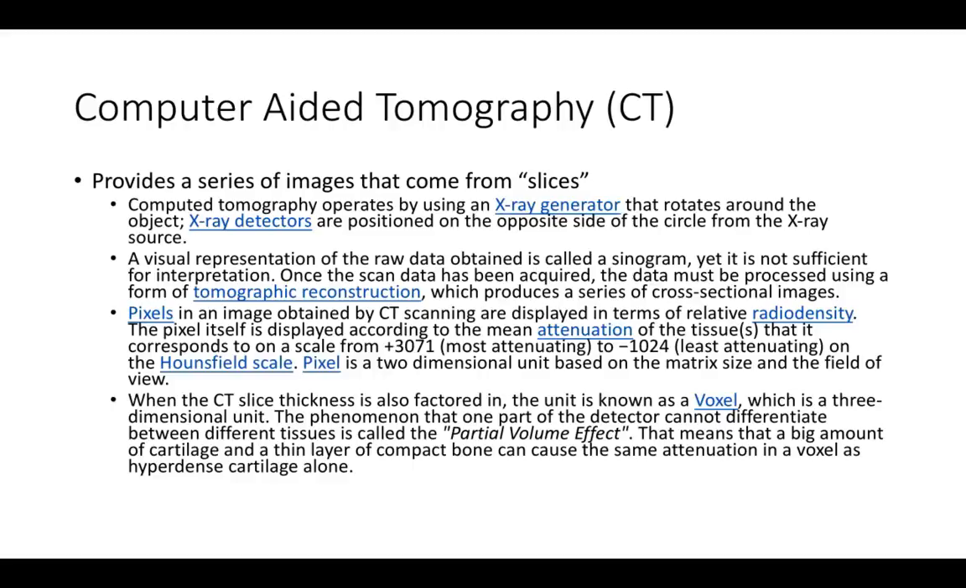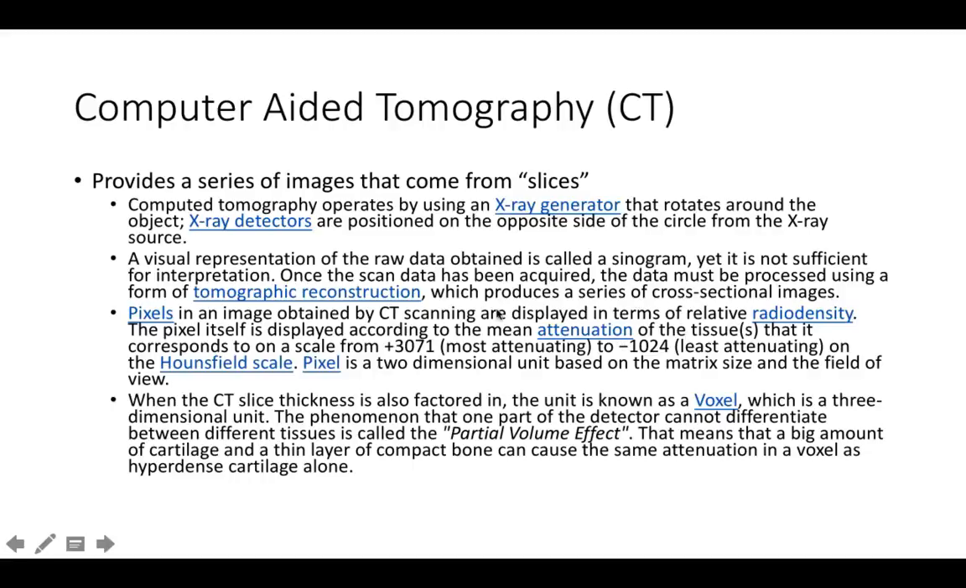They work by using an X-ray generator, and the X-ray generator itself is rotated around the object. And then X-ray detectors are positioned on the opposite side from the X-ray source. So this allows for images to be taken from several angles. A visual representation of the raw data is called a sinogram, but that's not really sufficient for interpretation. So once you have acquired the scan, there's a considerable amount of image processing that has to be done to do a tomographic reconstruction. What that then produces is a series of cross-sectional images.